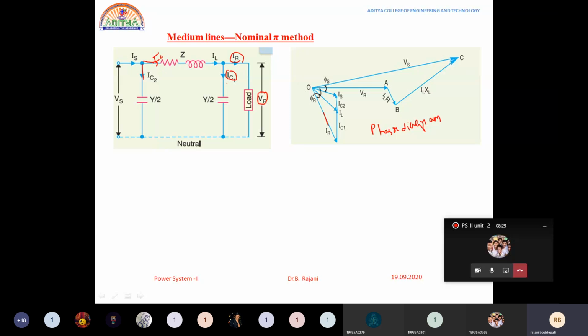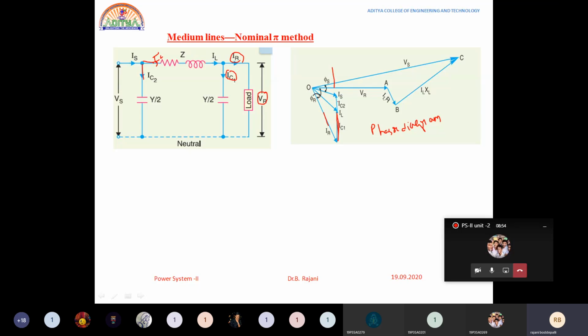This IC1 leads VR. The capacitor current obviously leads the voltage by an angle phi. This is the capacitor current IC1, which is on the receiving end side, which leads VR. VR actually must be there, but for convenience we have drawn it over here. See here, IC1 is the capacitor current which leads VR.